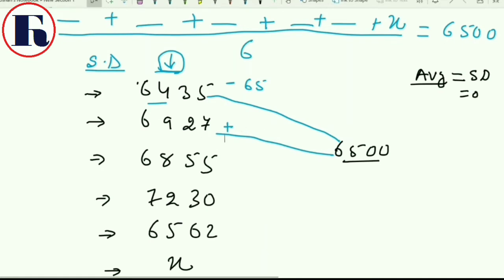How much more is it? Someone quickly tell me, using this without-book-and-pen method. How much will it be? 427. It will be just that, right? If you add 427, you will get this number. So this is the deviation. This is how we'll talk about it.